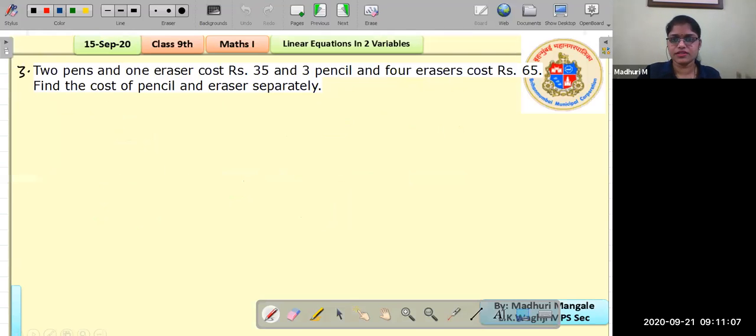And this one over here, it says 2 pens and 1 eraser cost rupees 35 and 3 pencil and 4 eraser. Again, this should have been pen. Just a minute. Let me do the correction over here. It is 3 pens and 4 erasers. They cost rupees 65. We are asked to find the cost of pen and eraser separately. So how do we begin? We start with setting up the variables.